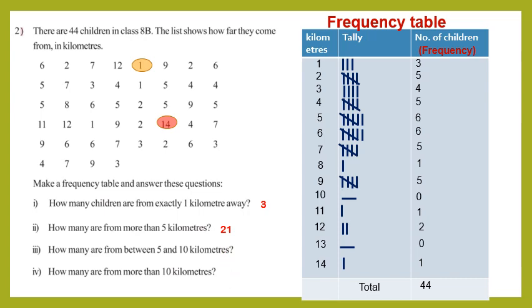See the third question. How many are from between 5 and 10 kilometers? So count the number of children from 5 kilometers to 10 kilometers. We get 6 plus 6 plus 5 plus 1 plus 5 plus 0. Total we get 23. Fourth question, how many are from more than 10 kilometers? Count the number of children after 10 kilometers. We get 4 children.